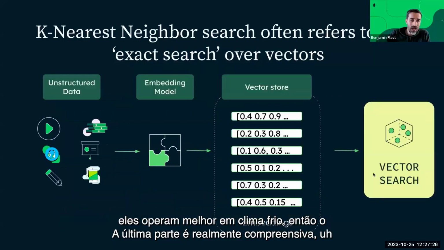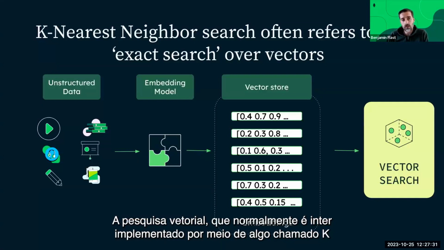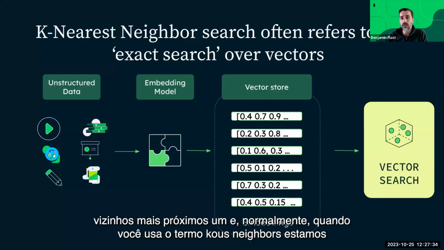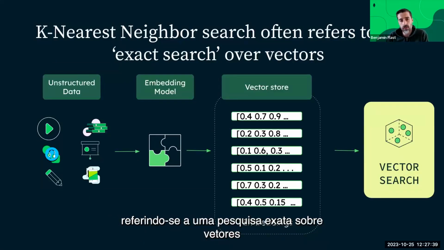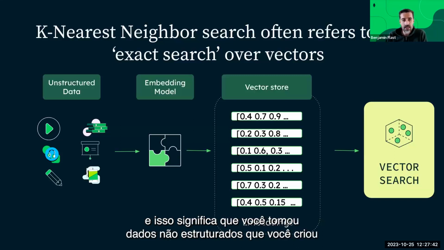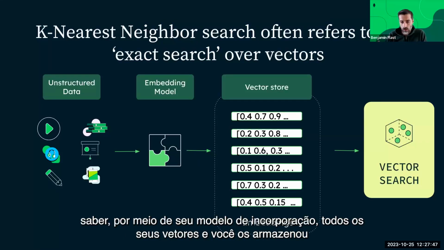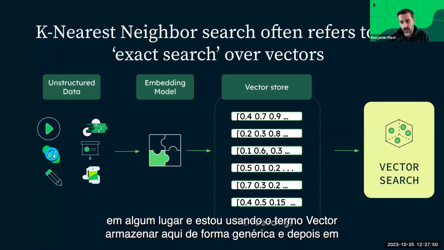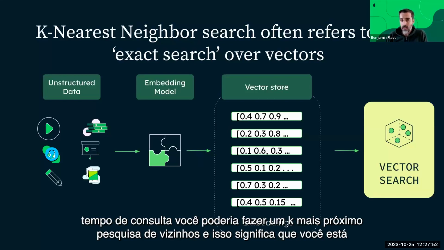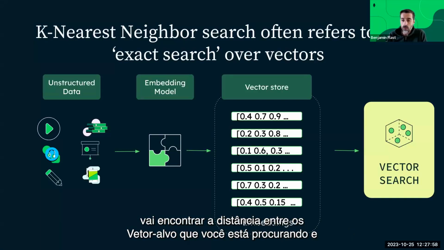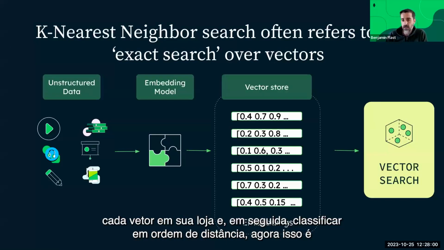Cool. So the last bit is really understanding vector search, which is typically implemented through something called k-nearest neighbors. And typically, when you use the term k-nearest neighbors, we're referring to an exact search over vectors. That means you've taken unstructured data, created all your vectors through your embedding model, and stored them somewhere. I'm using the term vector store here generically. Then at query time, you could do a k-nearest neighbor search. That means you're going to find the distance between the target vector you're looking for and every vector in your store, and then sort them in order of the distance.